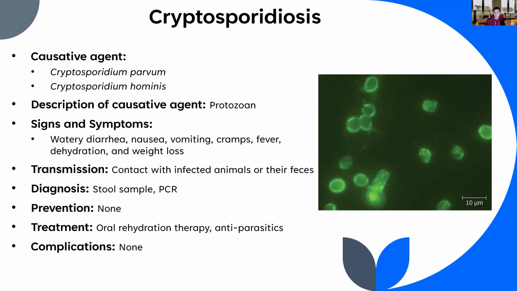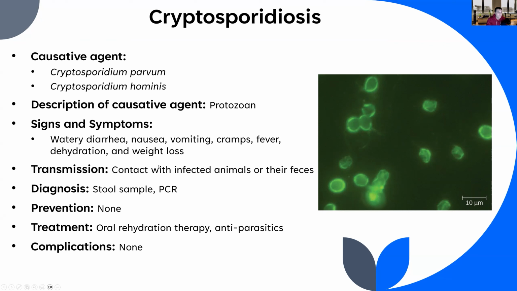The description is a protozoan. So this is what it looks like here. This has a fluorescent stain on it, so you can see it a little bit better under the microscope. Watery diarrhea, nausea, vomiting, cramps, fever, dehydration, and weight loss are typical signs and symptoms.